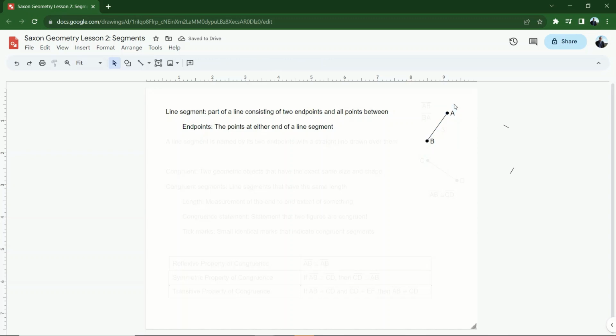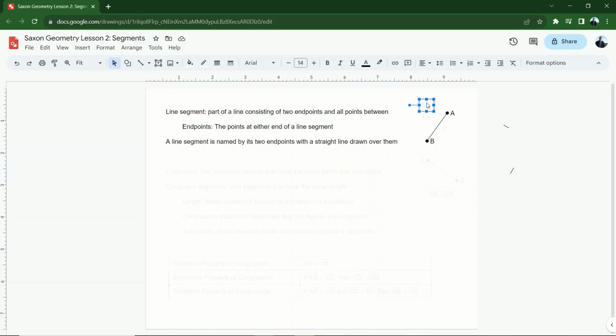Now A and B are endpoints, points at the end of a line segment. And then you can see that there's a whole bunch of points, an infinite number of points in between my two endpoints, A and B. This would be an example of a line segment. And then a line segment is named by its two endpoints with a straight line drawn over them.